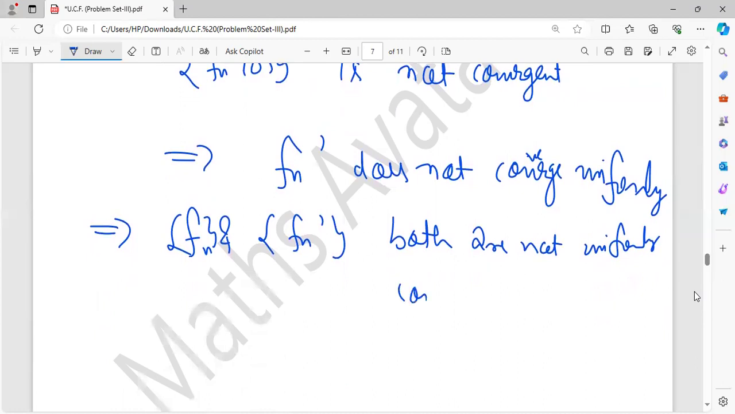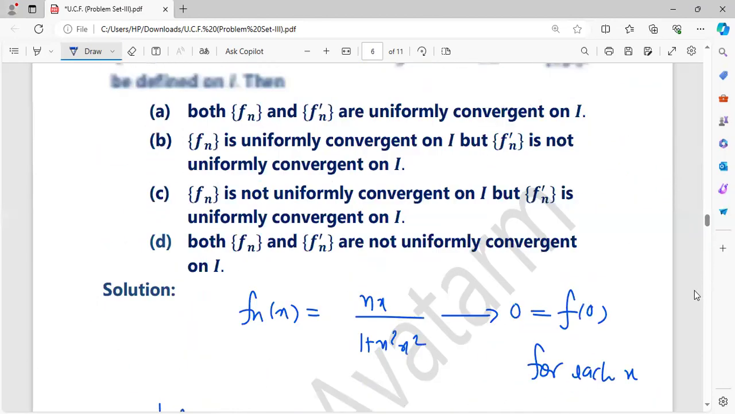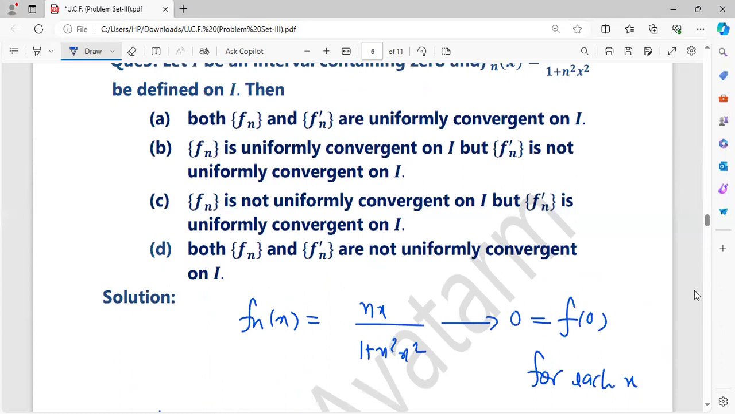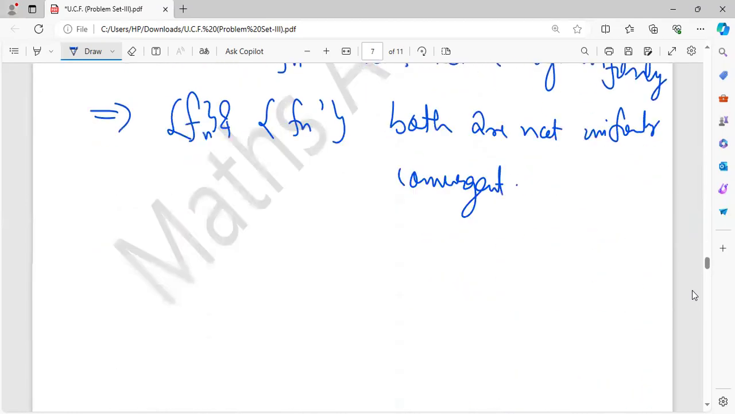So which option is correct? Both are not uniformly convergent. Fourth option is correct. Okay. First option is not correct. Second option is not correct. Third option is not. Fourth option is correct because both are not uniformly convergent. Move to the fourth question.